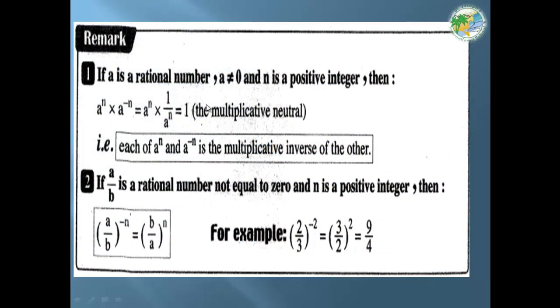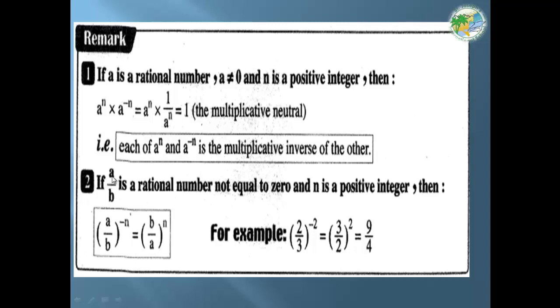Remark. If a is a rational number, a not equal 0, and n is a positive integer, then a power n times a power negative n equal 1. Since the power is negative, we change the place outside so it is in the denominator, equal 1. I said before in the last slide, each of a power n and a power negative n is the multiplicative inverse of the other.